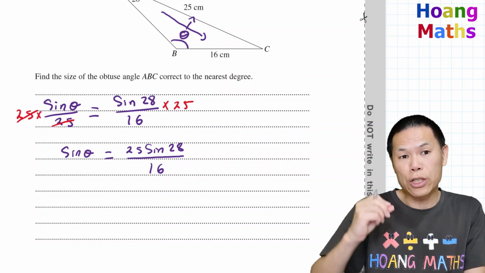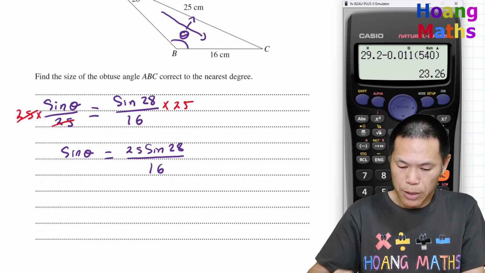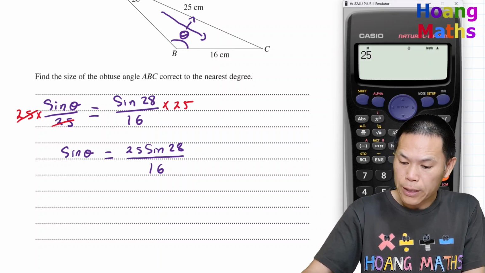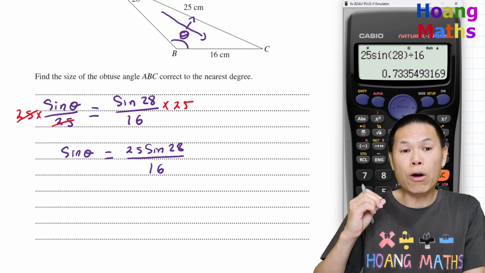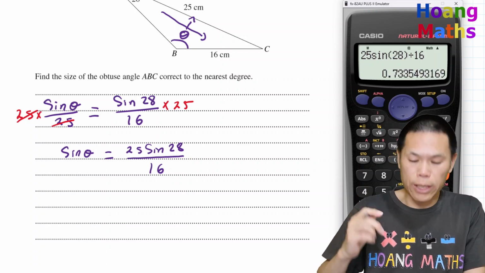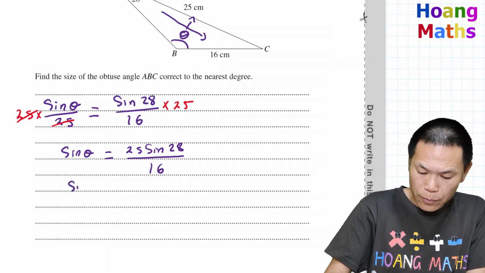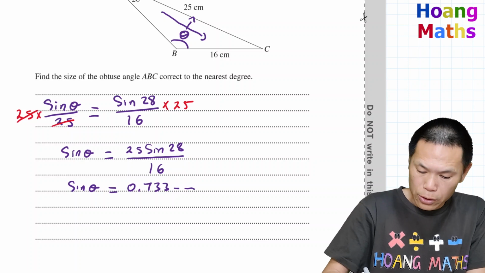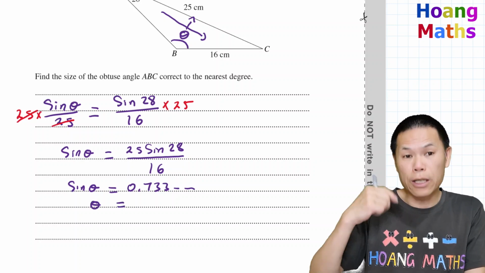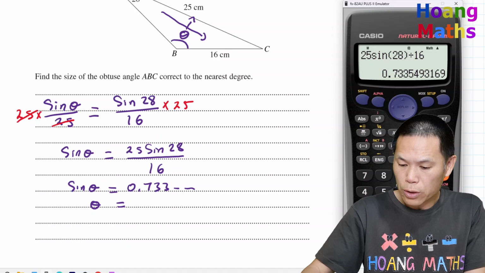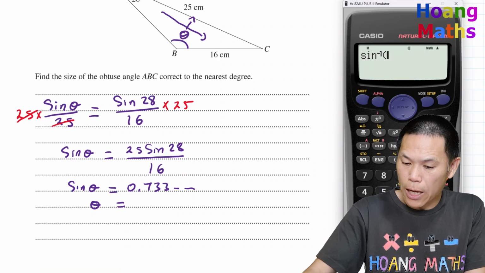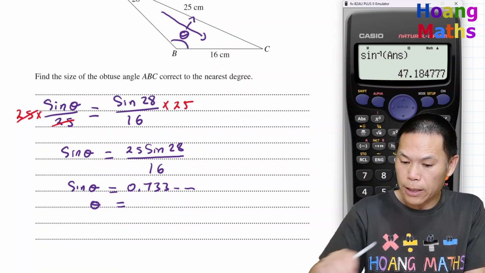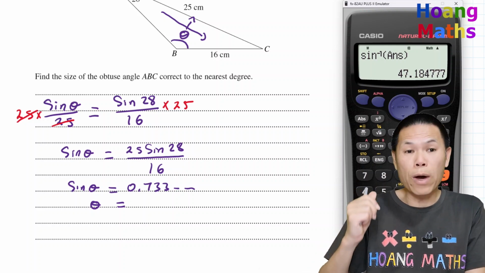Now I just put it on a calculator. I go 25 sine of 28 brackets, divide by 16. It should give me 0.733 and so on. So sine theta is 0.733. Therefore theta equals, I just inverse sine the answer. So I go shift sine, answer, close brackets, equal. So 47.18 and so on.